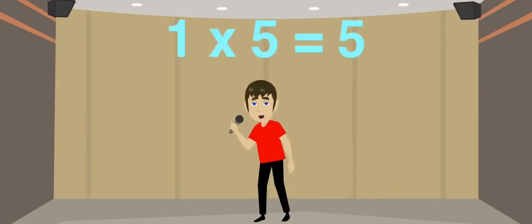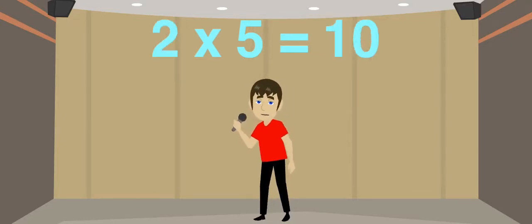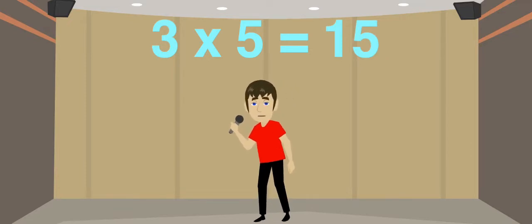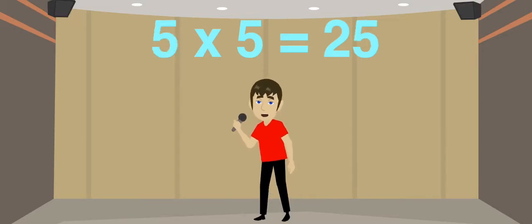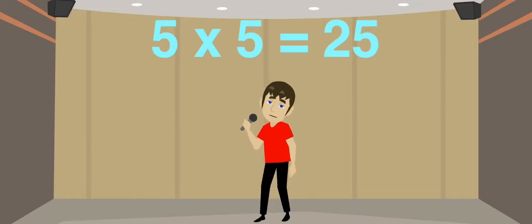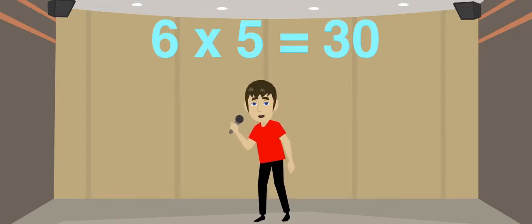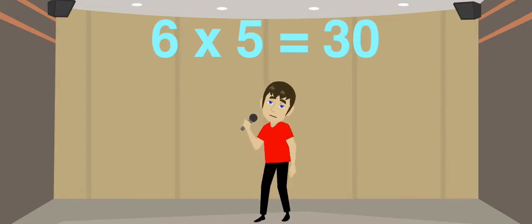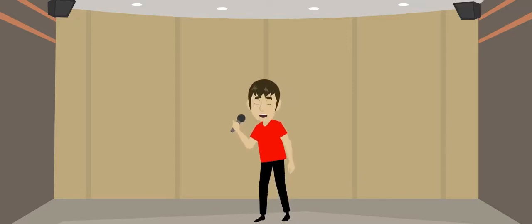1 times 5 is 5. 2 times 5 is 10. 3 times 5 is 15. 4 times 5 is 20. 5 times 5 is 25. 6 times 5 is 30. We can multiply by 5. We can always feel alive.